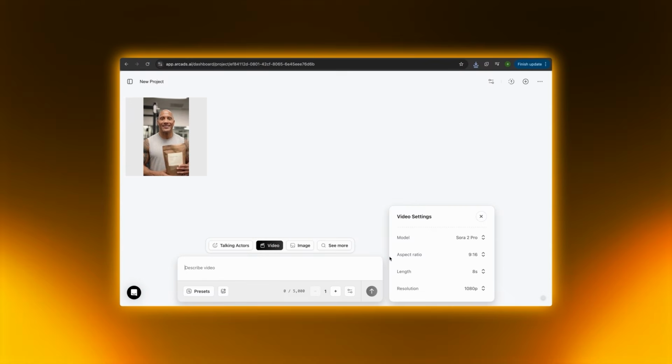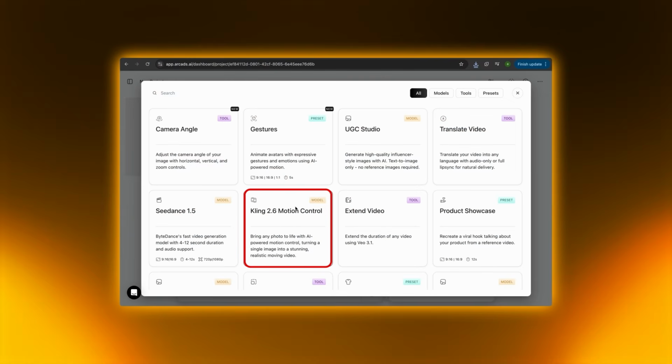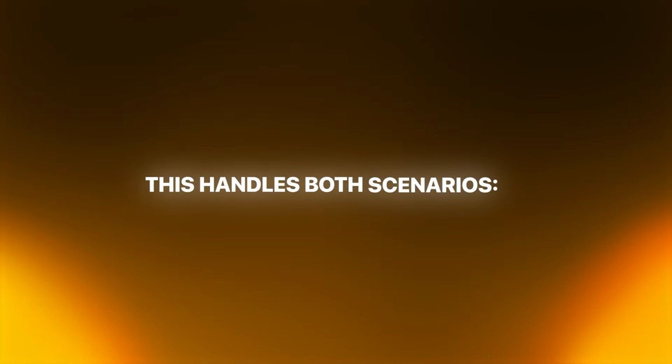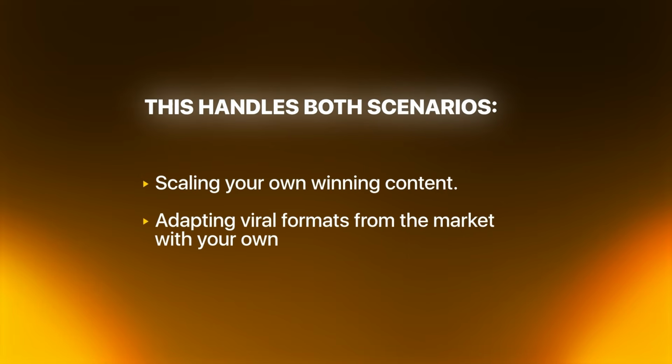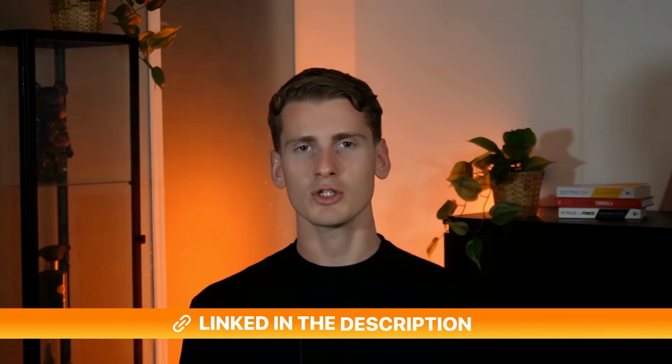So I'm walking you through the exact workflow I use inside ARKits with Kling 2.6 motion control. This handles both scenarios, such as scaling your own winning content and adapting viral formats from the market with your own product. Now, if you want to follow along, everything I'm using is linked in the description.